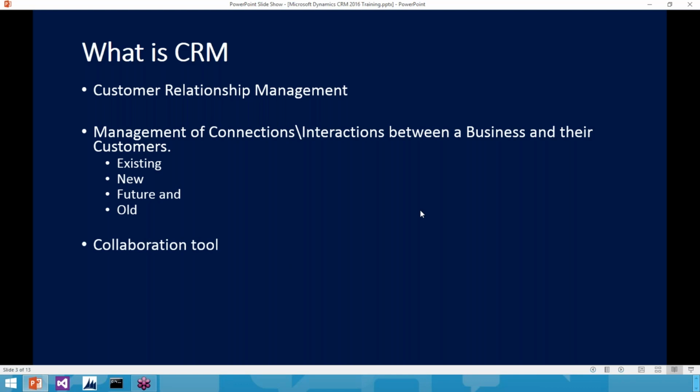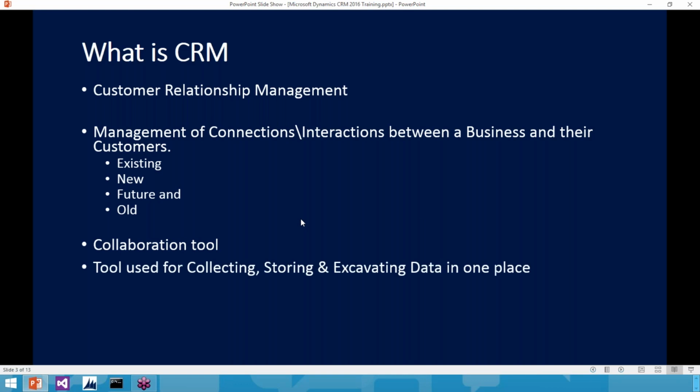So it's a collaboration tool. It collaborates between businesses and customers. Every interaction point, every point of contact, every integration point can be tracked in CRM. This is a tool which is used for collecting data, storing data, and excavating data in one single spot, one single place.